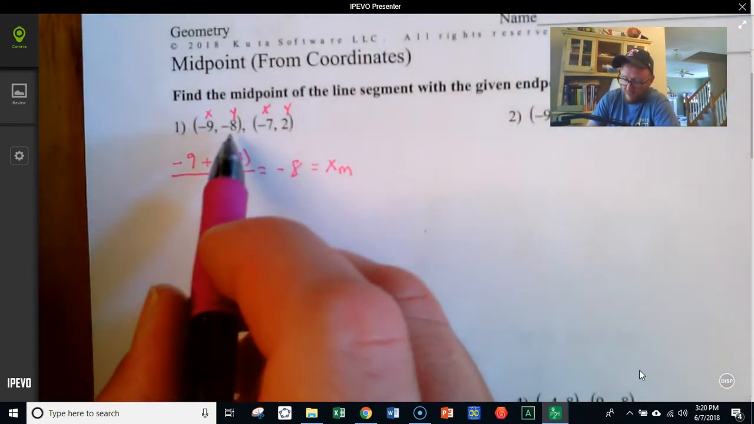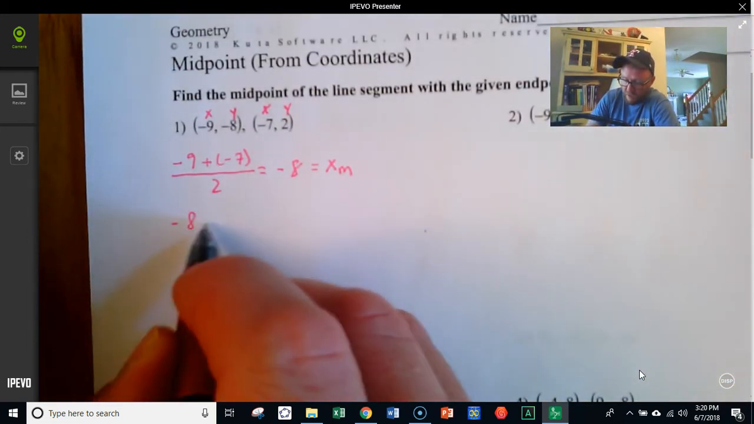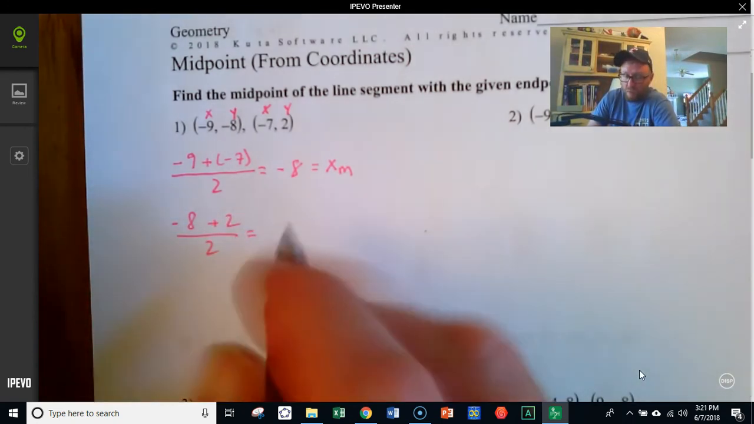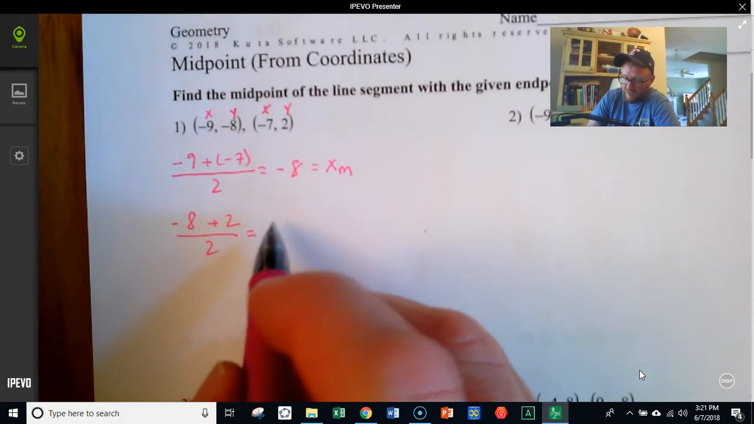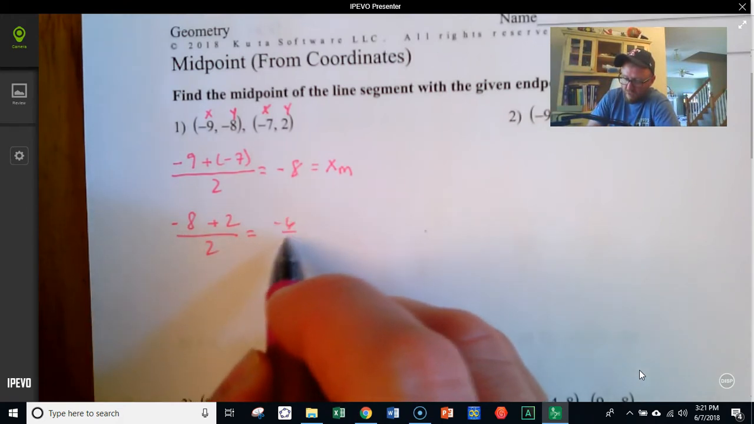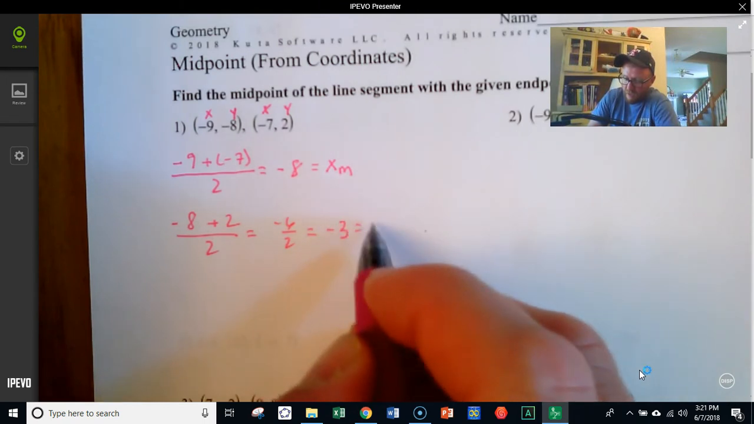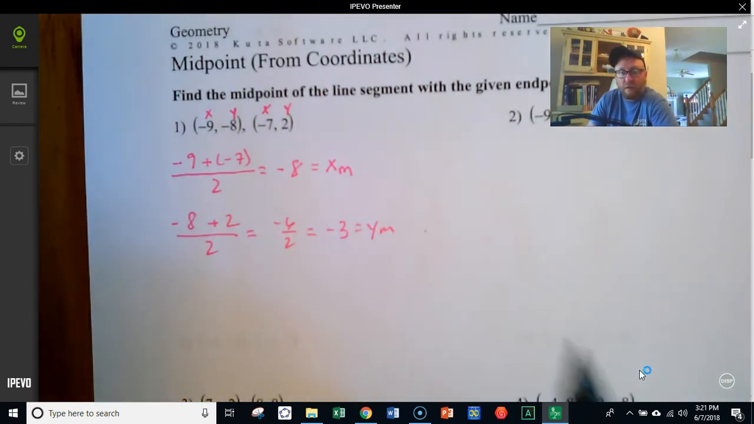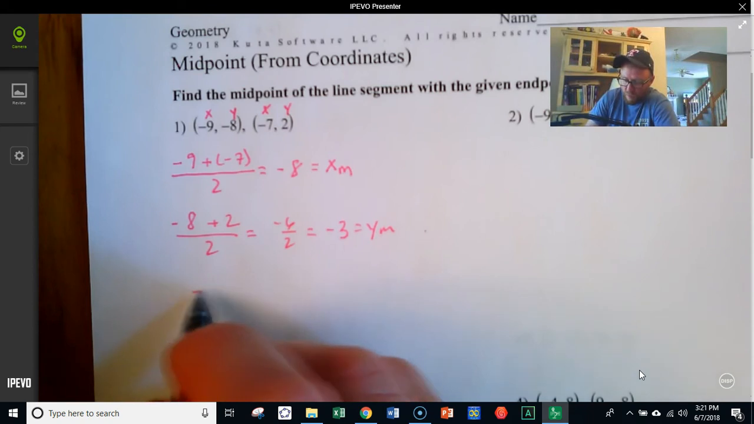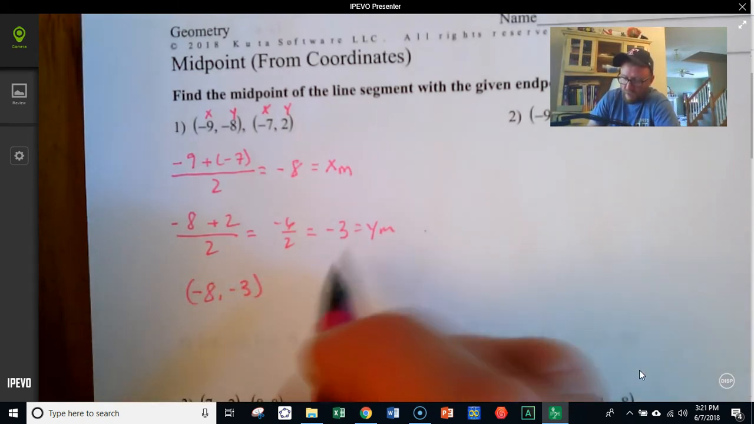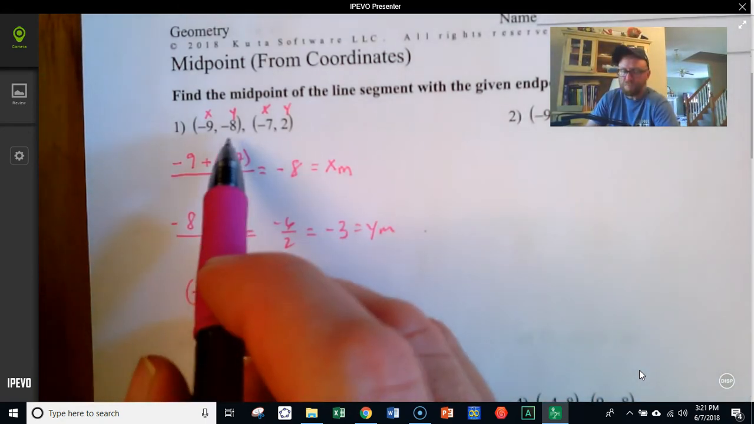later. Then for the y-coordinates, I have -8 plus 2 divided by 2. And see, that gives us -8 plus 2 is -6 over 2. And that's -3 equals the y sub m. So our location is -8, -3. And notice, -3 kind of makes sense too.